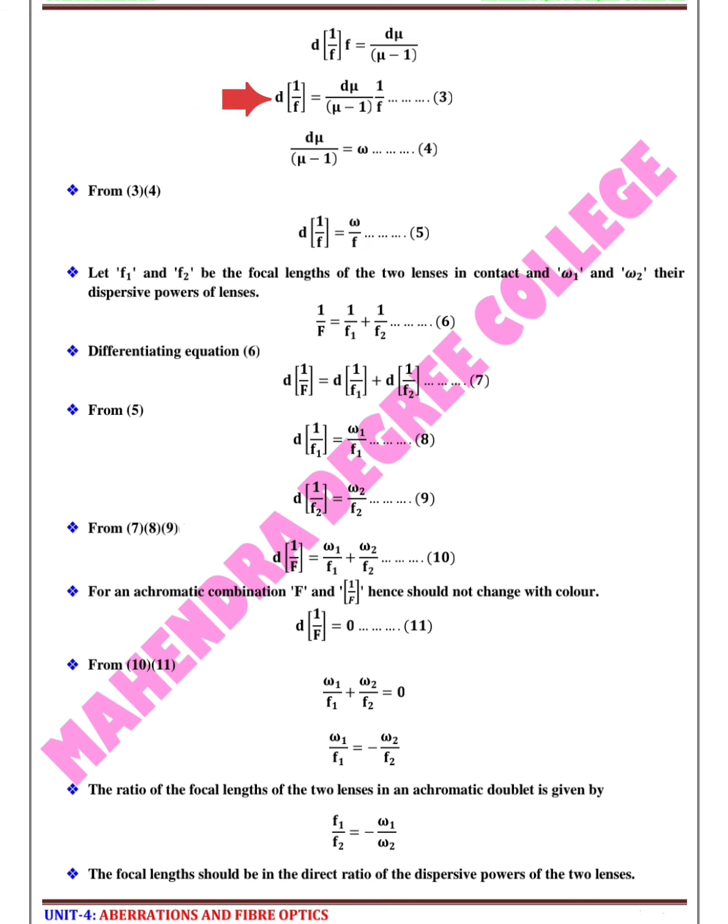This can be rearranged: multiplication by f on the left hand side converts to division by f on the right hand side, that is, 1 by f. We get differential of 1 by f equals d mu by mu minus 1 into 1 by f. This is equation number 3.